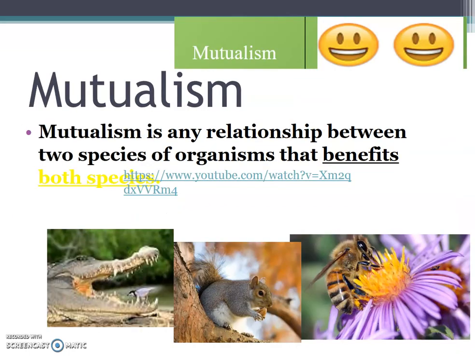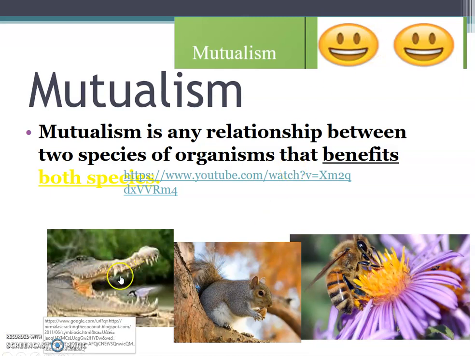Okay, mutualism. When you say you're in a mutualistic relationship, like if you're thinking about your relationship with your boyfriend or your girlfriend, if you are both benefiting from the relationship, if you're both happy, that's a mutualistic relationship. So mutualism is any relationship between two species of organisms where both benefit. In this scenario, you would have two organisms that both get something from the relationship.